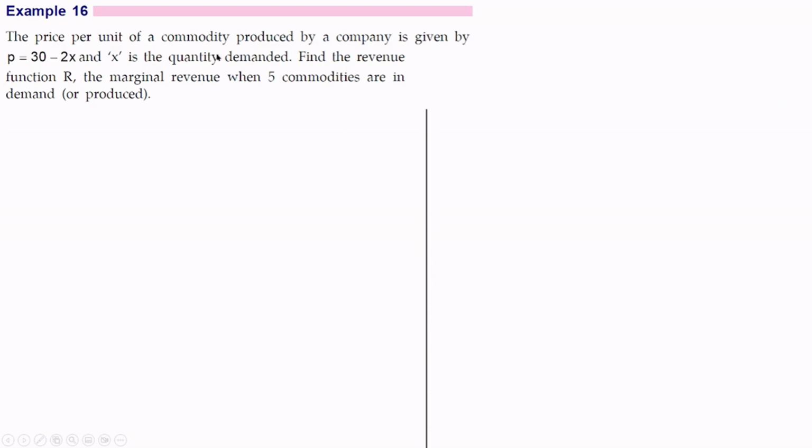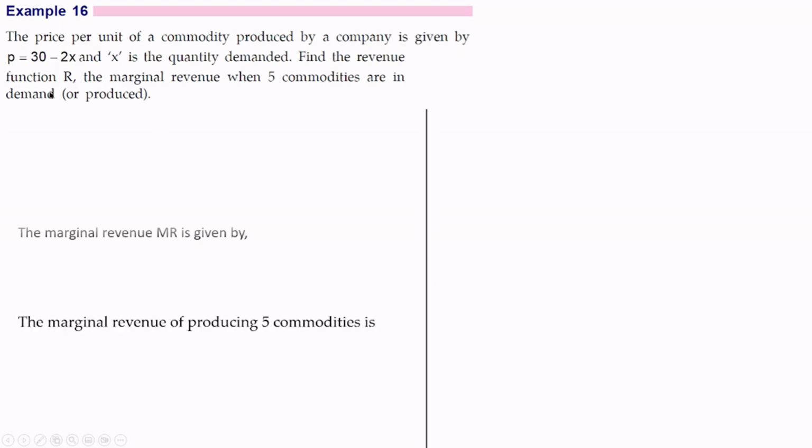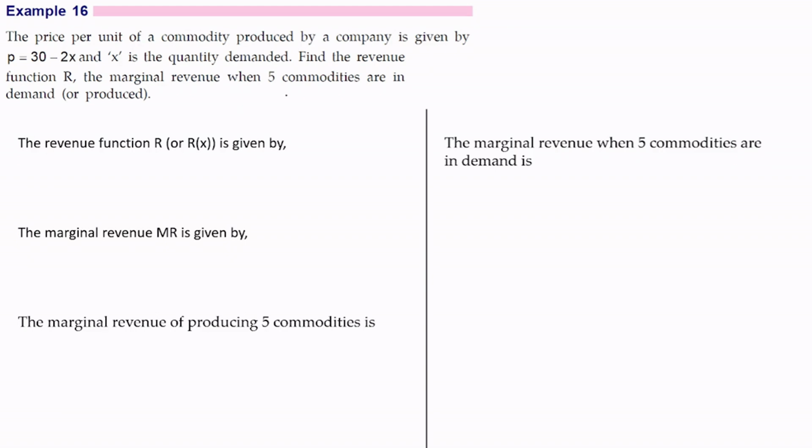Next question, the price per unit of a commodity produced by a company is given by P equal to 30 minus x, and x is the quantity demanded. Find the revenue function R, and the marginal revenue when 5 commodities are in demand. So here P is given, we need to find the revenue function which is given by P into x, and then we can find the marginal revenue. Revenue function R of x is given by R equal to P into x. So it is (30 minus x) into x, or R of x is equal to 30x minus x square.